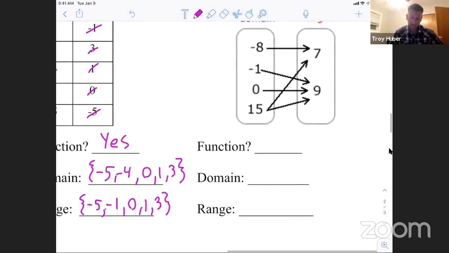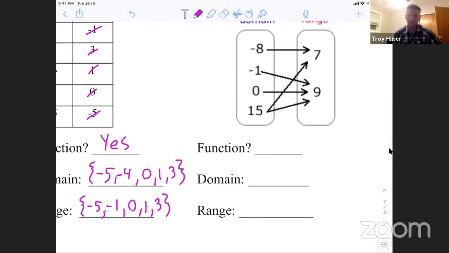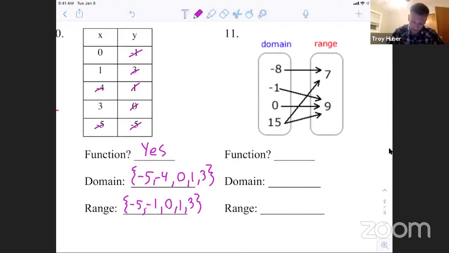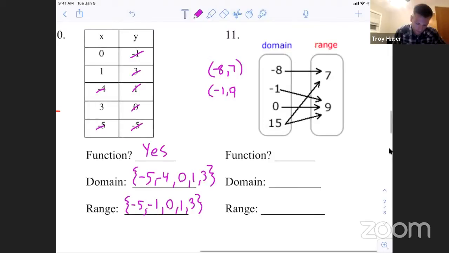All right, and this one is kind of a web. If you wanted to, you could write all of these out and you could say, okay, well, this is negative 8, 7, negative 1, 9. And you could keep going with all of those. But look, you're going to have 15, 7, and you're also going to have 15, 9. We can't have that. That is two inputs with a different output. So that would make this not a function.